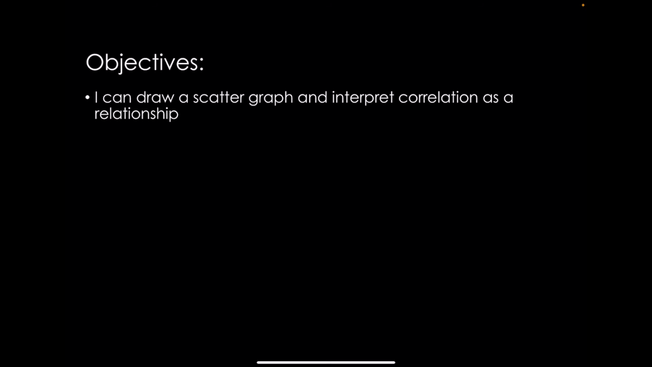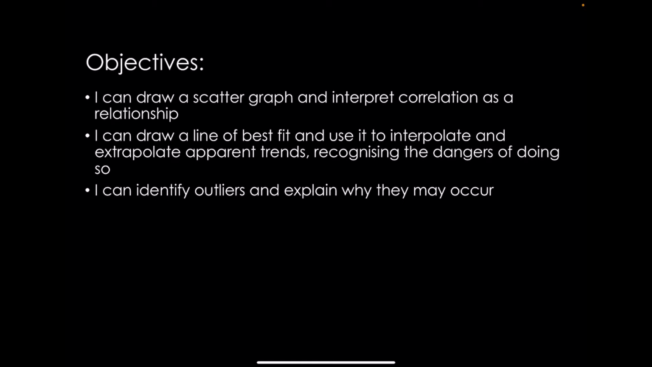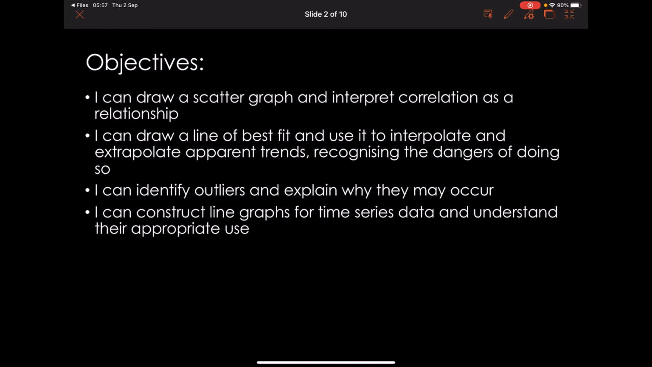In this lesson, your objectives are to draw a scatter graph and interpret correlation as a relationship, draw a line of best fit and use it to interpolate and extrapolate apparent trends, recognizing the dangers of doing so, and identifying outliers and explain why they may occur. Also, to be able to construct line graphs for time series data and understand their appropriate use. Okay, so let's get started then.